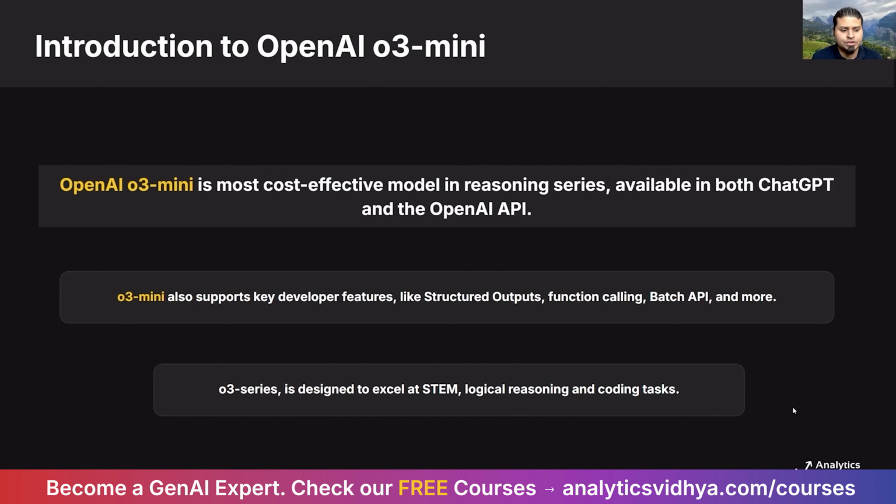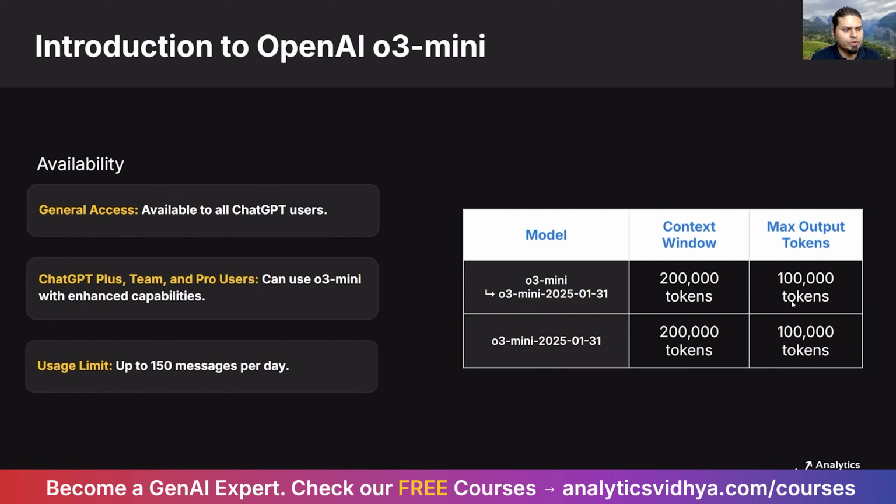It is designed to excel at STEM (science, technology, engineering, math) problems, logical reasoning problems, as well as coding tasks. In terms of availability, there is general access available now. It is available to all ChatGPT users. ChatGPT Plus, Team, and Pro users can use o3-mini with enhanced capabilities. Usage limit is up to 150 messages per day. In terms of the model, right now, the latest model version is 31 January 2025. That's the o3-mini version. In the future, maybe you will see some newer versions being released.